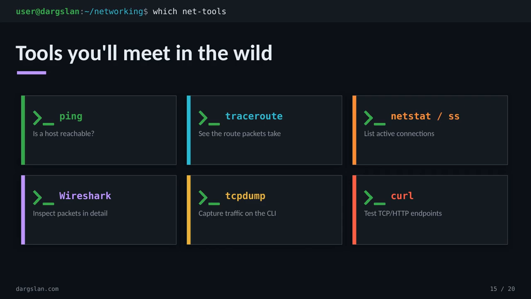Now that we've got the theory in place, let's talk about the tools you'll actually reach for when working with networks. Ping tells you if a host is alive, traceroute shows the path your packets take to get there, and netstat, or its modern cousin ss, let you see what connections your machine has open. For deeper work, Wireshark and tcpdump let you inspect real traffic packet by packet, while curl is your go-to for poking at TCP and HTTP endpoints. We'll see most of these in action soon.